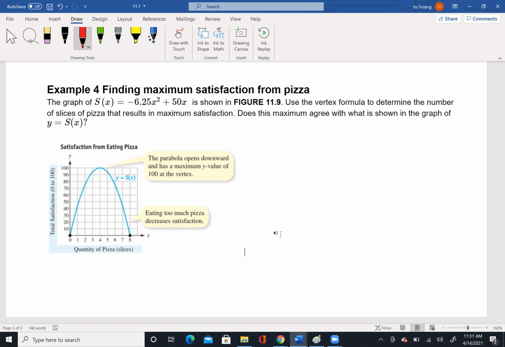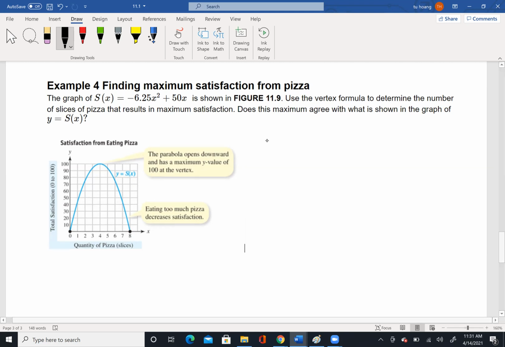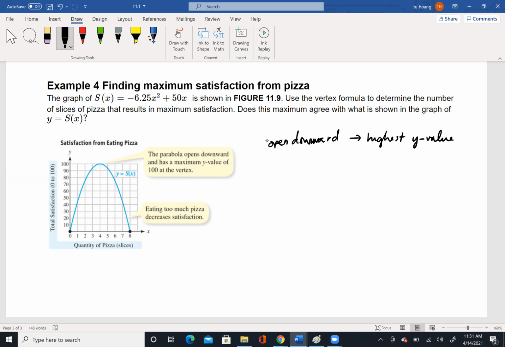You can see the graph over here opens downward, right? So it opens downward. And the highest y value is at the vertex, right? At the vertex.